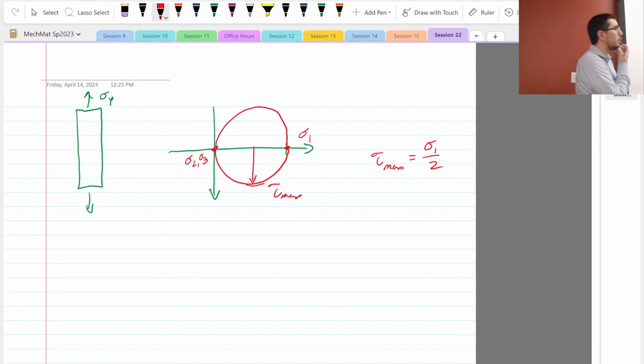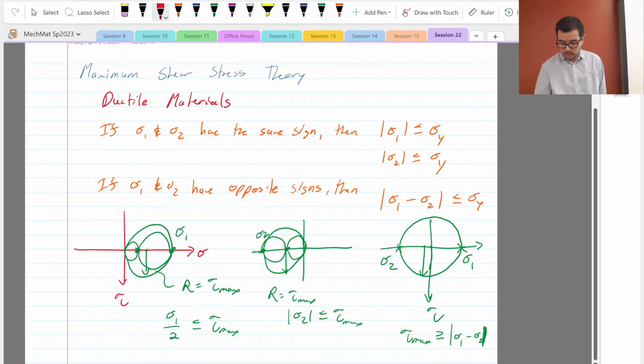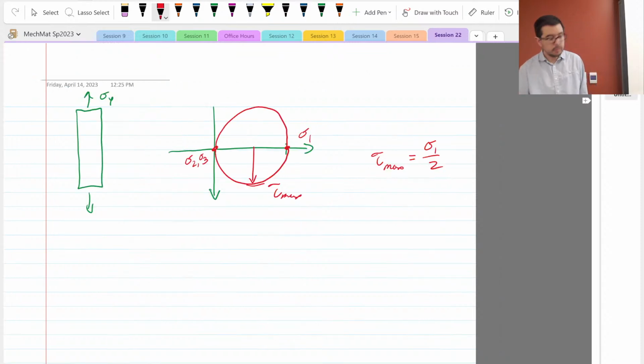Yes? Like the last slide you were on? Yeah. Was it supposed to be like sigma 2 over 2? Tau max 1? Oh, good question. Yes. Yes. Okay. Thank you. Tyler. Got it. Okay.